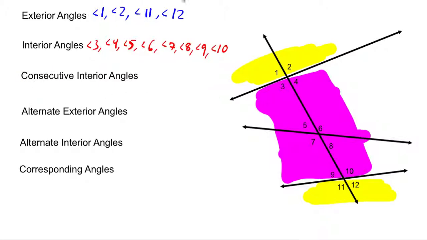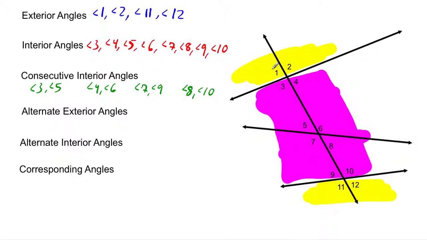And so now we want to find the pairs of consecutive interior angles. Well, here's 3, and notice it's looking across at 5. So that's going to be angle 3 and angle 5. Much in the same way, we're going to have angle 4 and angle 6. And then angle 7 and angle 9, and also angles 8 and 10.